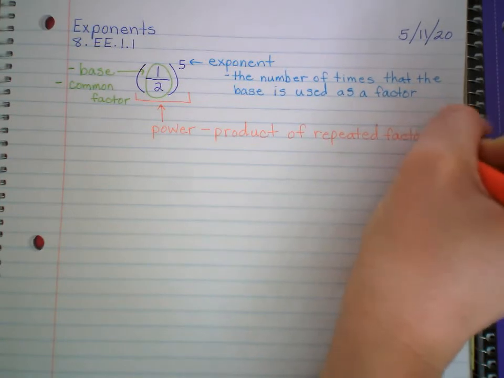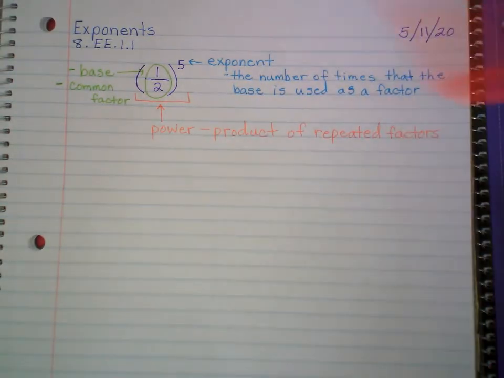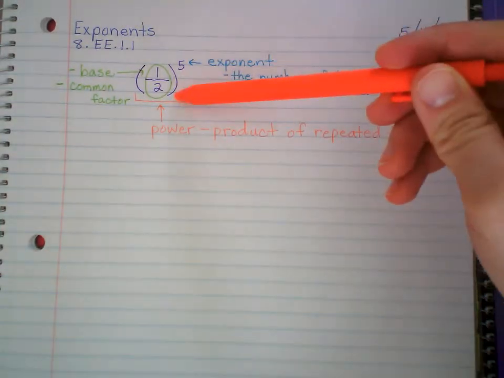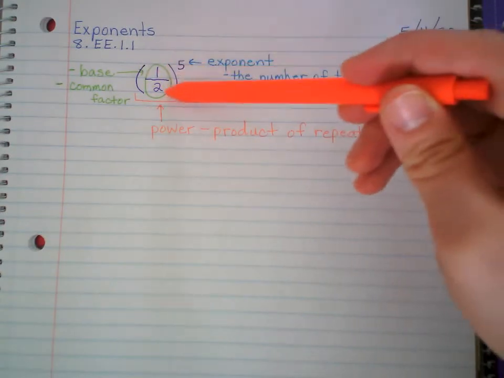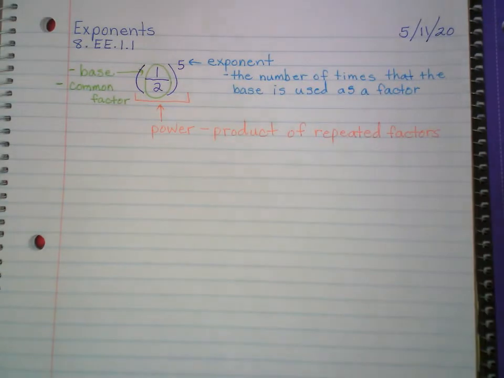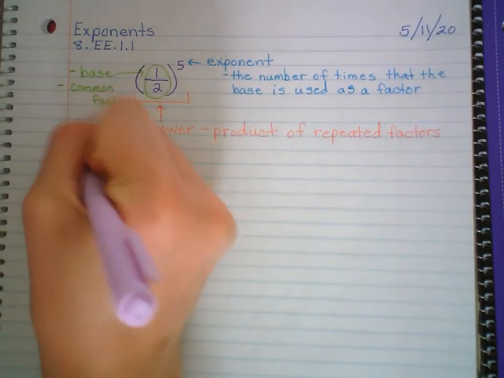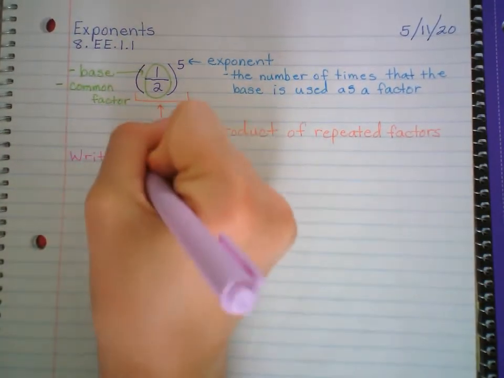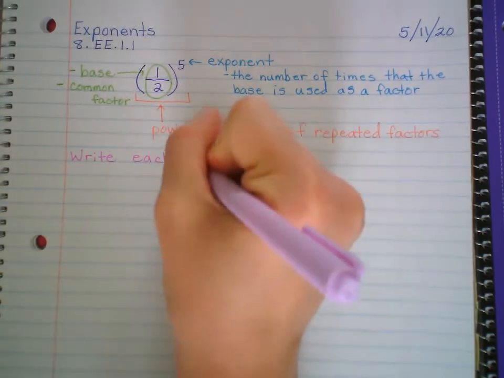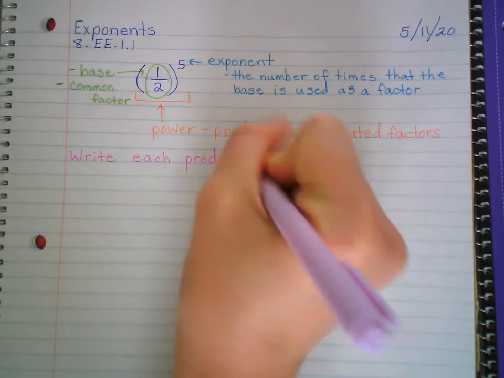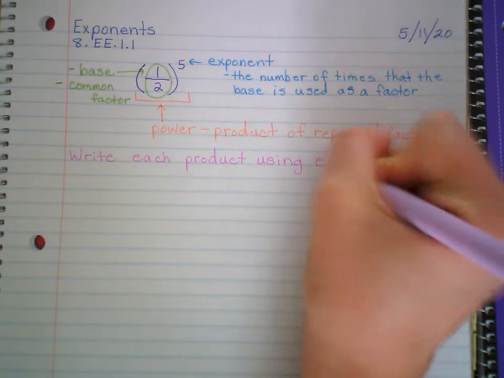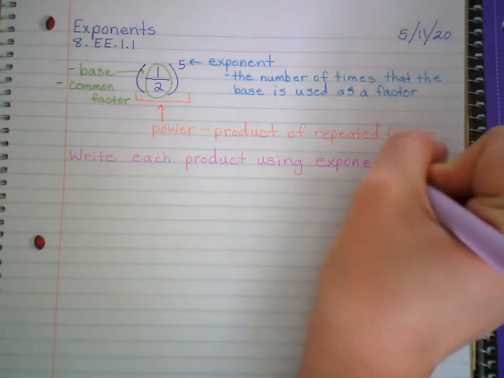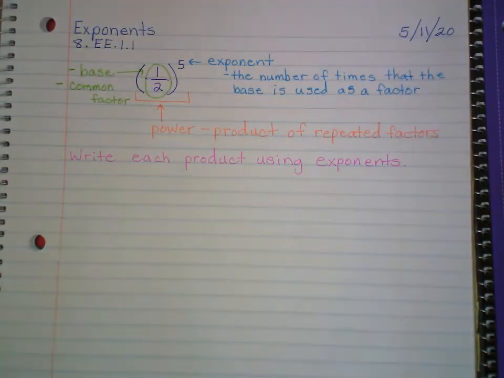So this is all fancy math academic vocabulary, but basically what this means, we have 1/2, that's our base, okay? 1/2 is to the fifth exponent. So we're going to multiply 1/2 by itself 5 times. We're not actually going to solve that problem though. Now, the first problems, we're going to say write each product using exponents.